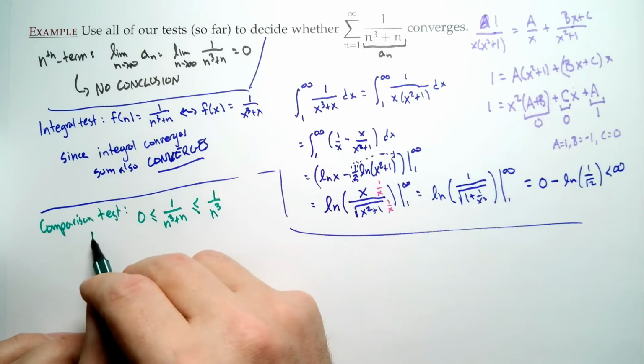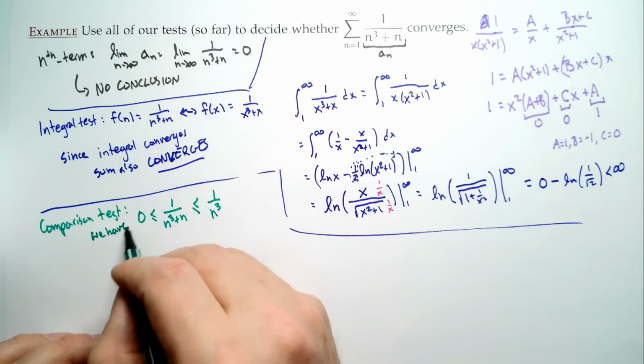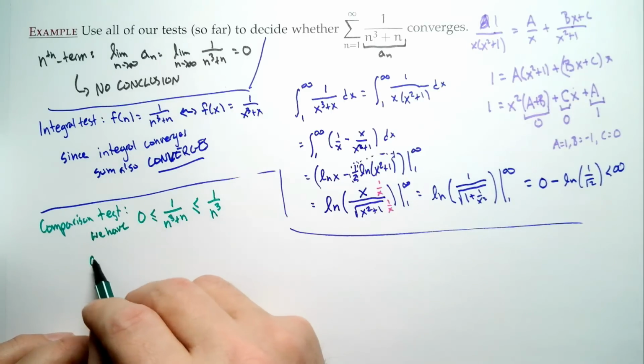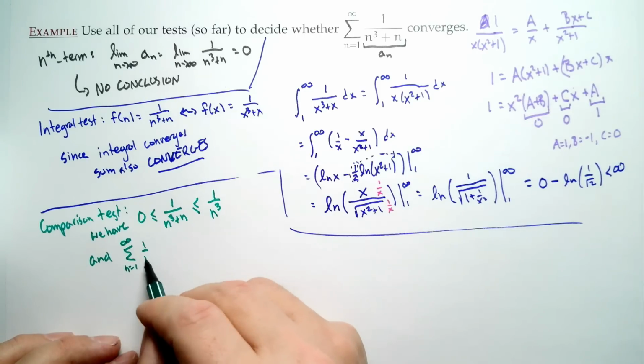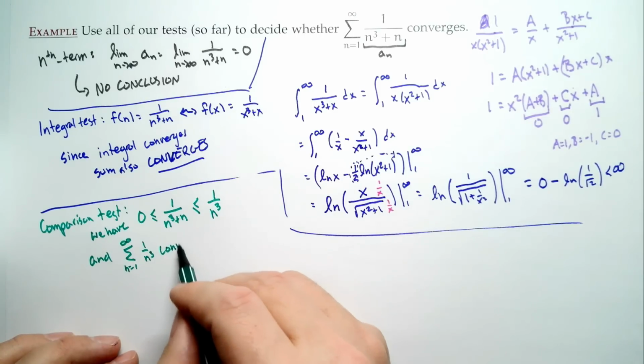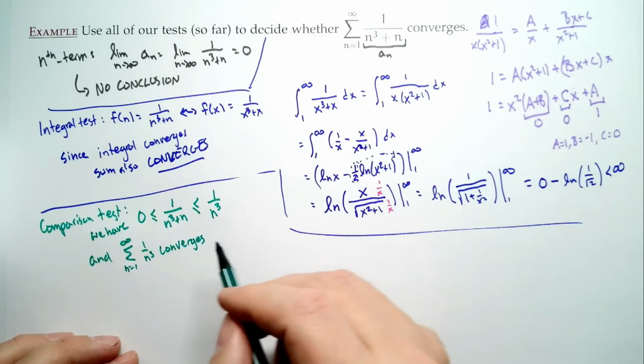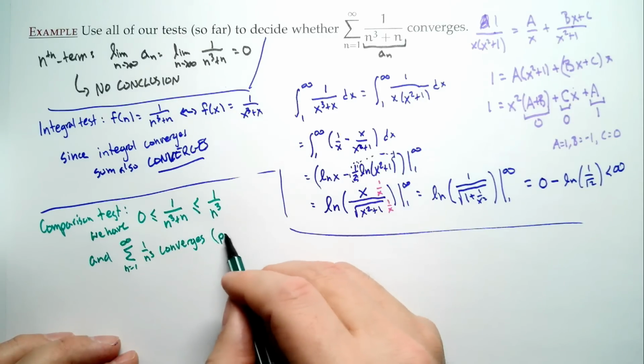And we can probably add in the phrase that this is true. And we know that the sum from n equals 1 to infinity of 1 over n cubed converges. Why do we know that? What's true about that? Well, it's a p-series.